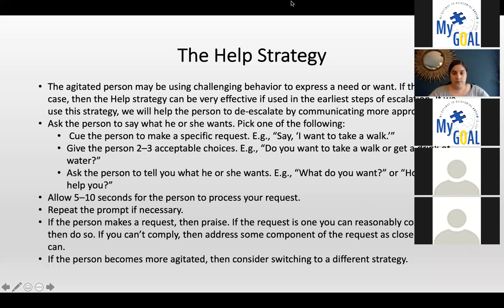The agitated person may be using their challenging behaviors to express that they want or need something. And often, if you are in the situation with them, you can look at their body language, you can look at the antecedents, you can look at the environment, and perhaps see what it is that your child is communicating with these maladaptive behaviors. For example, if they're doing work and starting to display maladaptive behaviors, you might say to them, say, "I'd like a break." So you are going to cue your child to make a specific request.